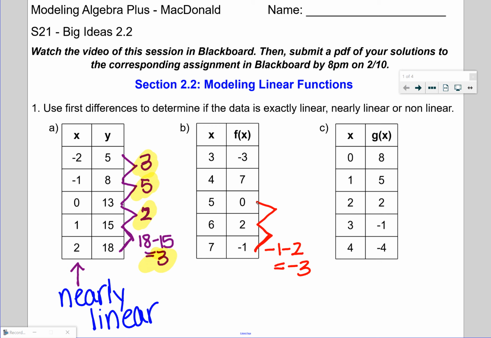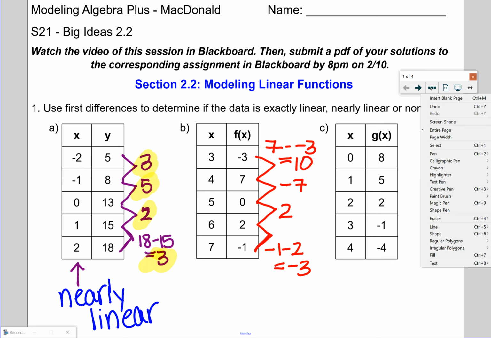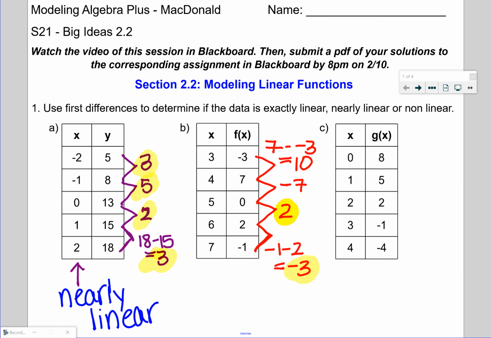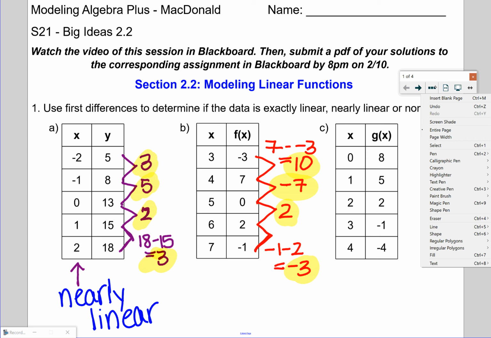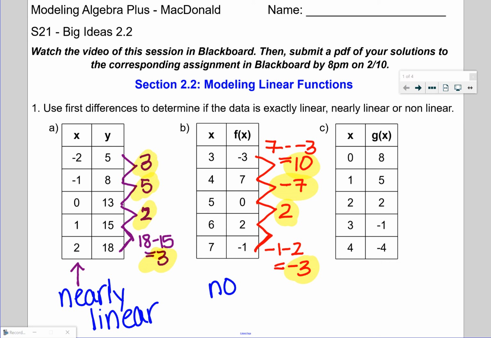2 take away 0 is going to give me 2. 0 take away 7 is going to give me -7. And finally, 7 minus -3, I'm going to write that one out. When we have a minus and a negative, we know that's a plus, so that's going to give me 10. So let's look at our set of first differences here. We have -3, 2, -7, 10, and you'll notice that these numbers are kind of all over the place. So definitely not exactly linear. I wouldn't even say that this one is nearly linear. We would say that this is a non-linear set of data.